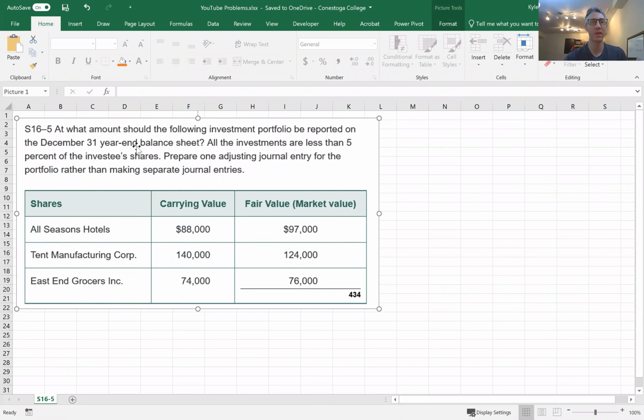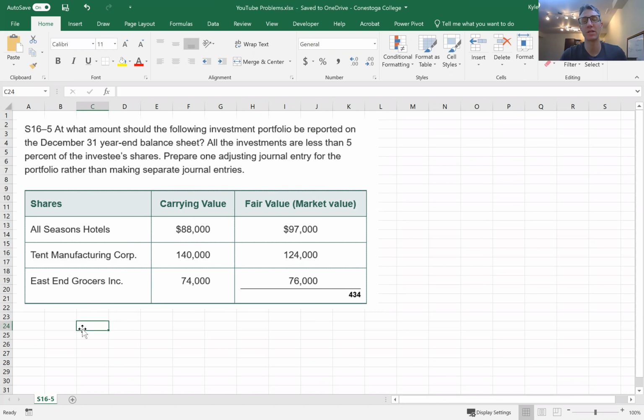So what do we have? We have S16-5. At what amount should the following investment portfolio be reported on the December 31st year-end balance sheet? All the investments are less than 5% of the investee's shares. Prepare one adjusting journal entry for the portfolio rather than making separate journal entries.